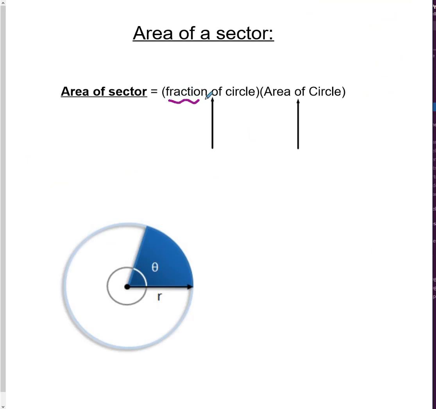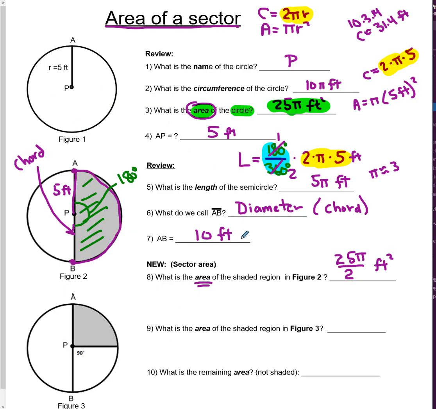It's the fraction of a circle, and we had a half circle, right? That's the same fraction you use when you do arc length. And then the area of a circle. We know what the area of a circle is. It's pi r squared. So it's the full circle times some fraction. And we're going to talk about this fraction in a second, although you already know it because you've used it when you did arc length. All right, no big surprise.